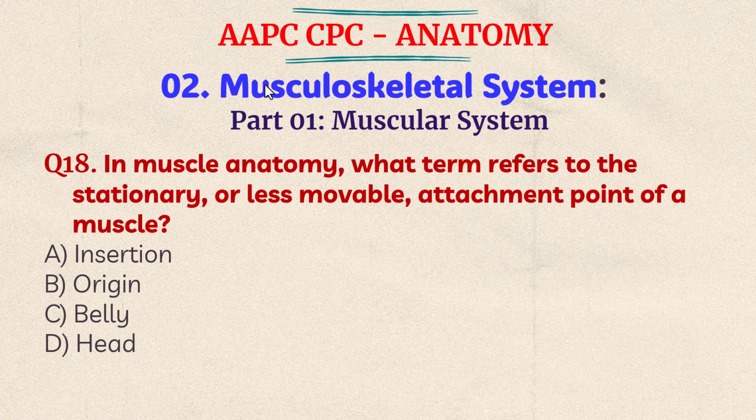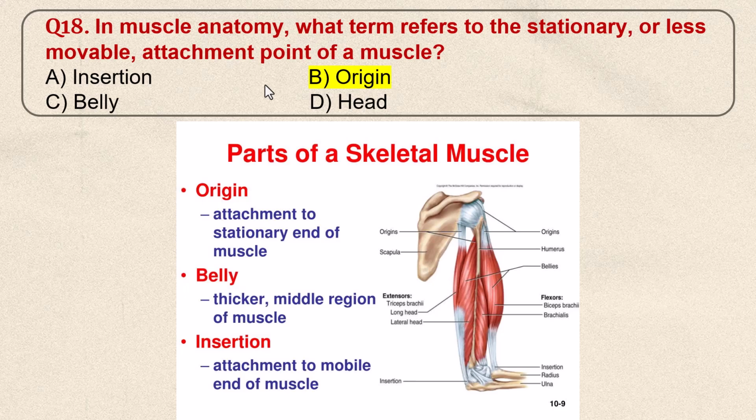Question number 18. In muscle anatomy, what term refers to the stationary or less movable attachment point of a muscle? A. Insertion. B. Origin. C. Belly. D. Head. Think of the answer. The correct answer is B.